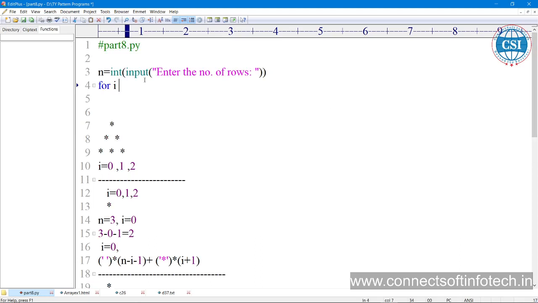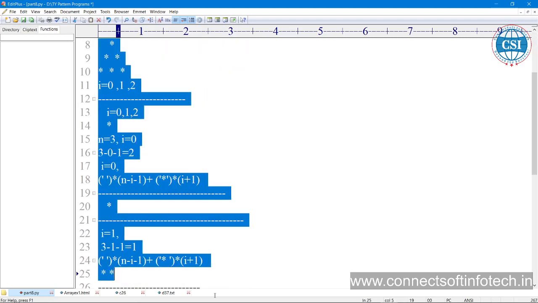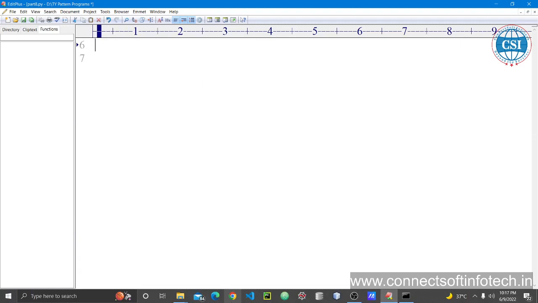So, for i in range of n, you can print this expression. Print space, then n minus i minus 1, then concatenation plus, and give here space into i plus 1 times. Let us check whether it is working or not.